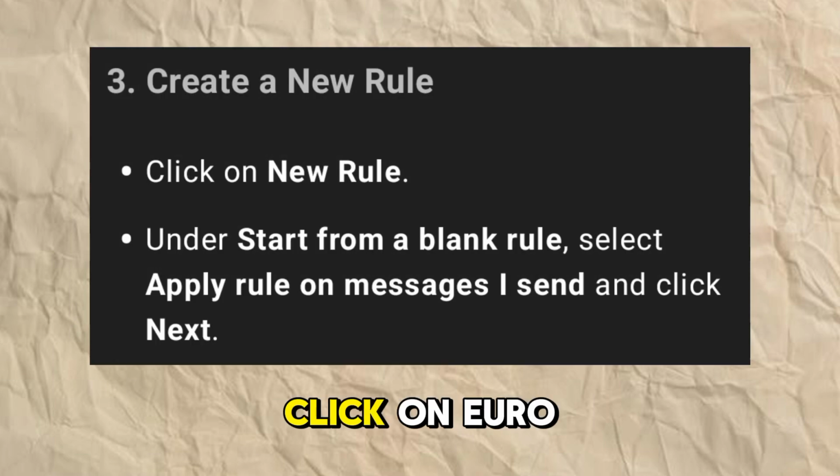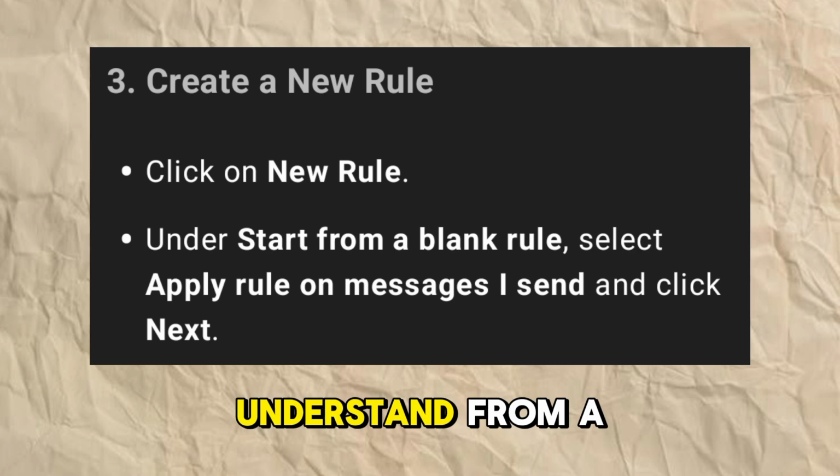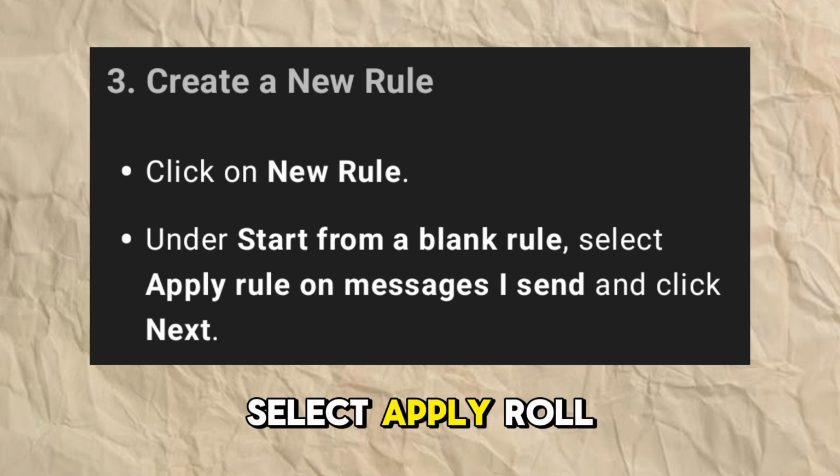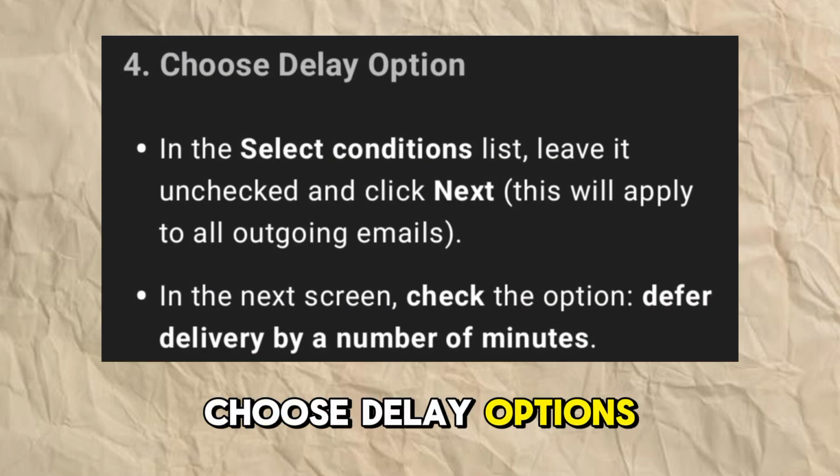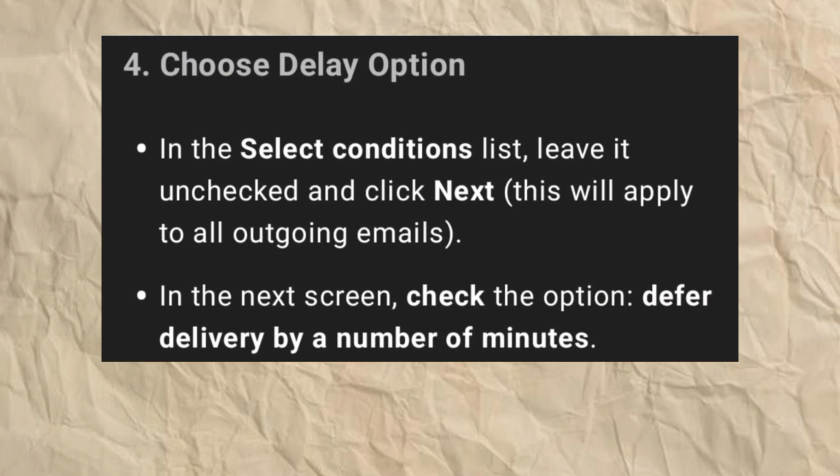Number 3, click on New Rule. Under Start from a blank rule, select Apply Rule on message I sent and click Next. Number 4, choose Delay option. In the Select Conditions list, leave it unchecked and click Next. This will apply to all outgoing emails.